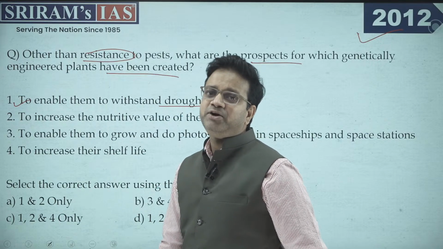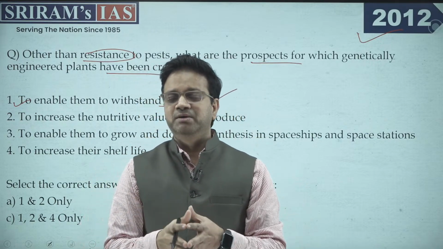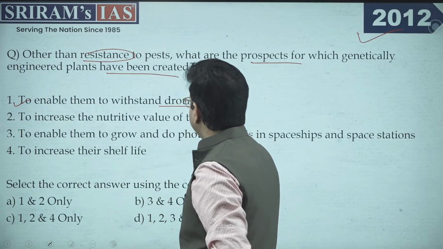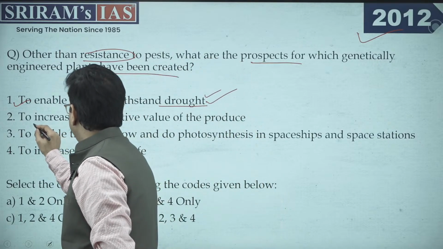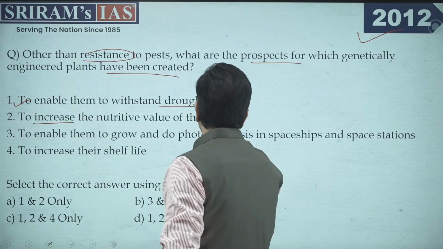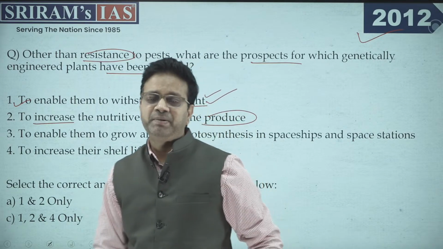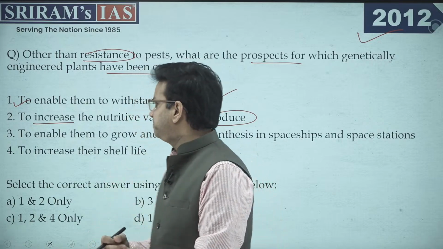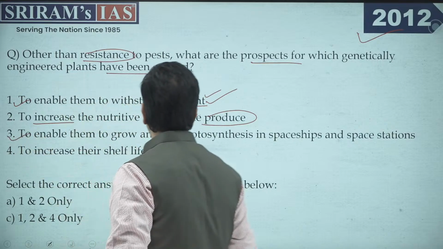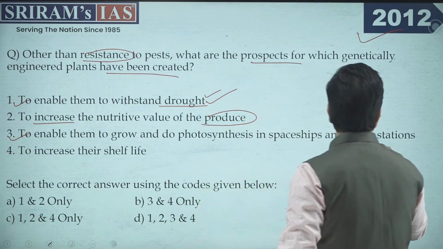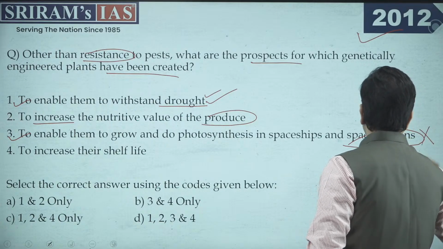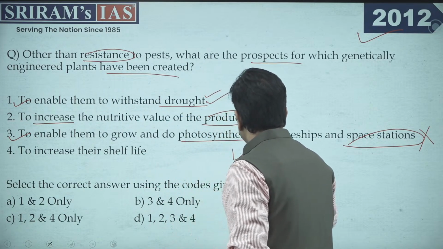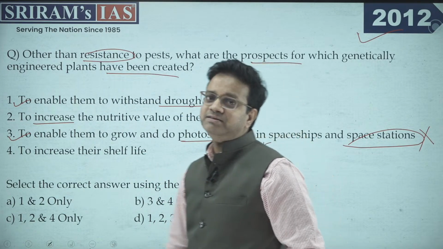If you look at the part of resistance for a specific plant coming your way, it will ensure the longevity and even the resistance with regards to drought. Second is to increase the nutritive value of the produce. Yes, definitely. There are certain parts where a modification is made to increase the nutritional aspect of a specific plant. The third is to enable them to grow and do photosynthesis in spaces and space stations. See, this is not the correct option because for photosynthesis you require light. Light is something which is inevitable, and without light it is not possible.